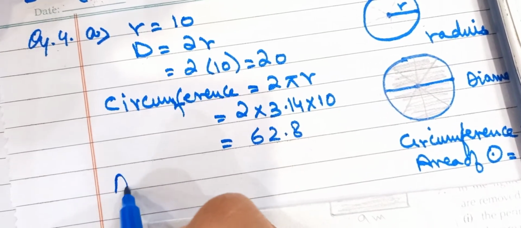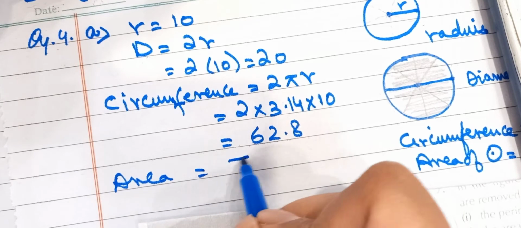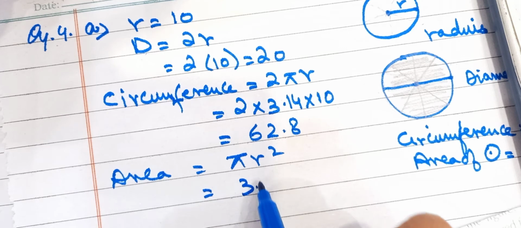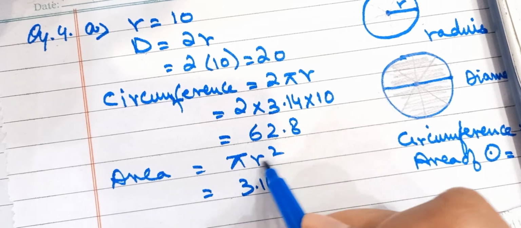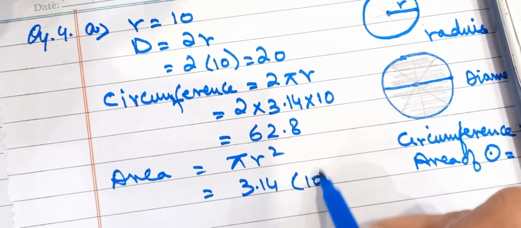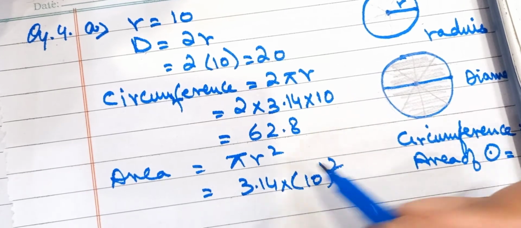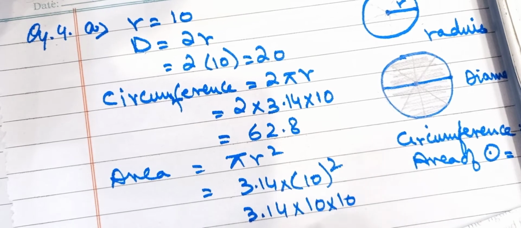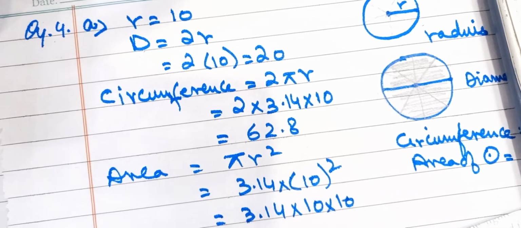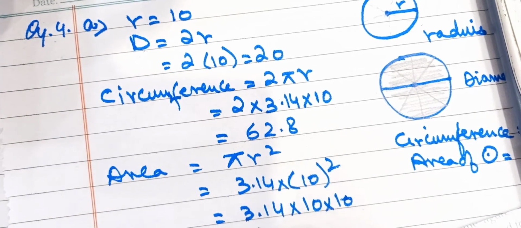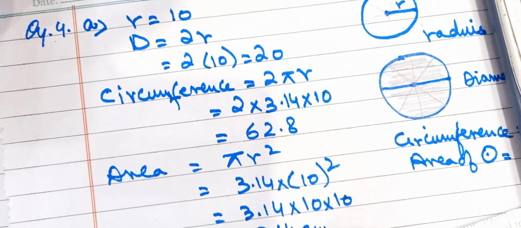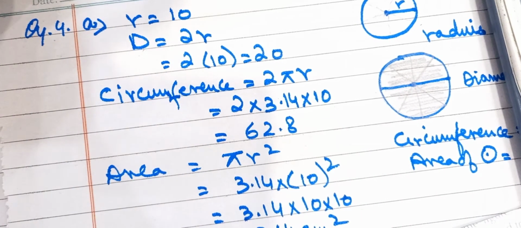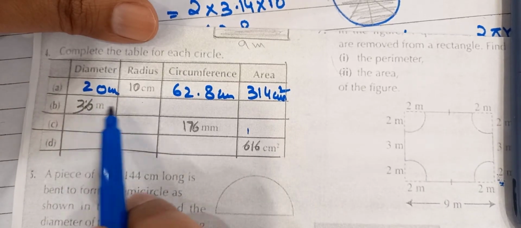Now find out the area of a circle. The formula is pi r square. Write down, pi is 3.14. You can write r either as 10 whole square, or you can write 3.14 into 10 into 10. When you multiply, you will get the required answer, which is 314 centimeter square. Area is always square. So I have filled in the required answer.